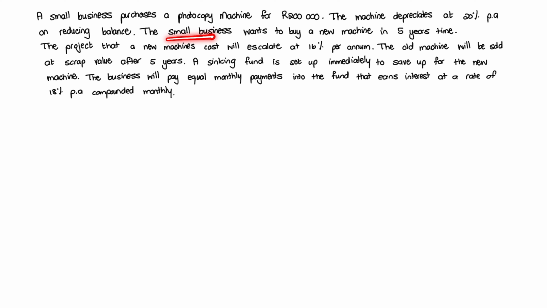The small business wants to buy a new machine in 5 years' time. They project that a new machine cost will escalate at 16% per annum. The old machine will be sold at scrap value after the 5 years. A sinking fund is set up immediately to save up for the new machine. The business will pay equal monthly payments into the fund that earns an interest rate of 18% compounded monthly.